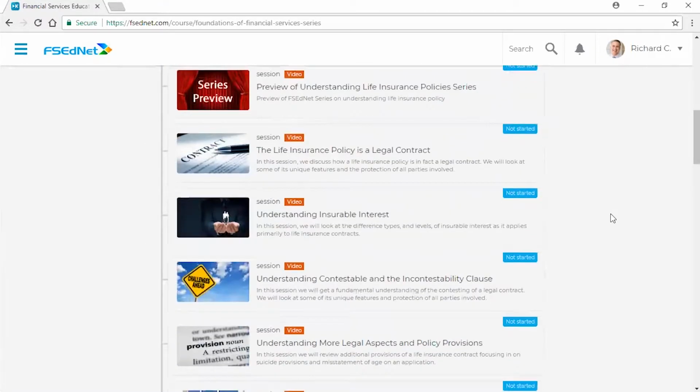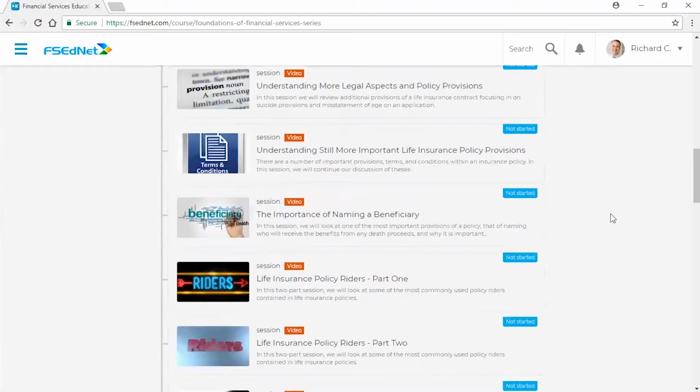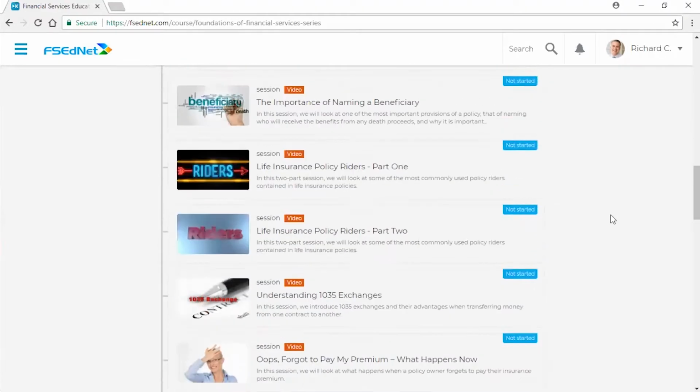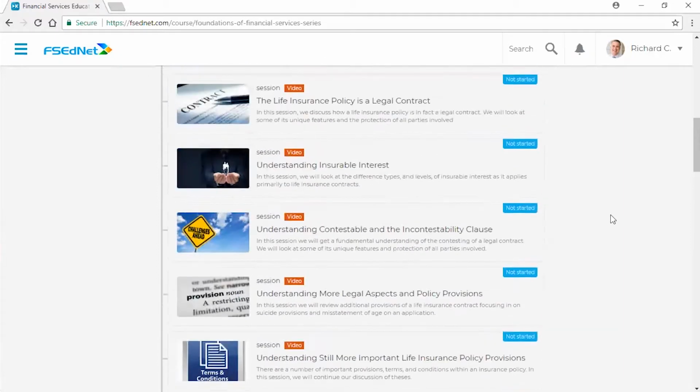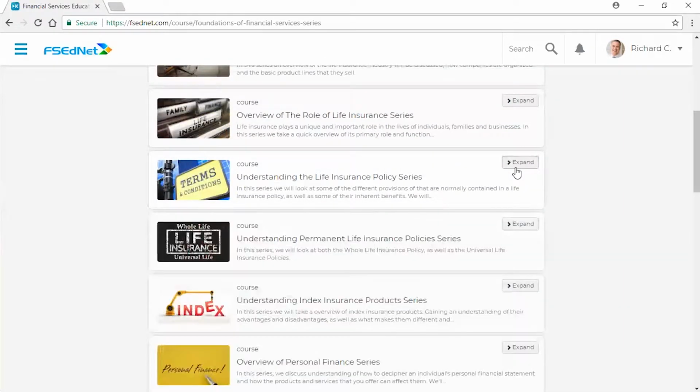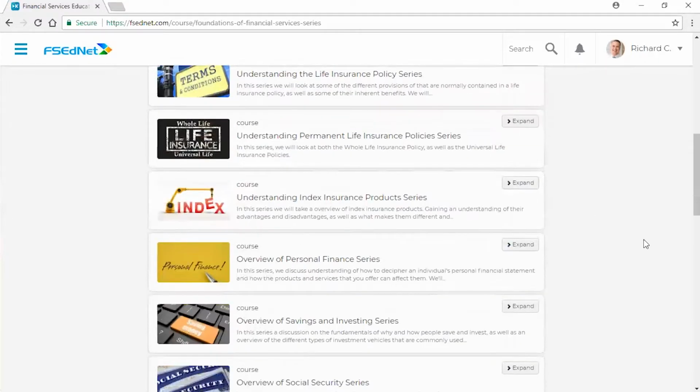We will gain great insight into understanding what makes up an insurance policy, its concepts, important provisions, clauses, and riders, as well as the subject matter affecting them. Moving on, we will look at the different types of life insurance: whole life, universal life, and index life.